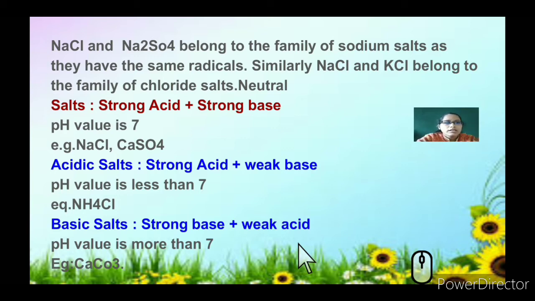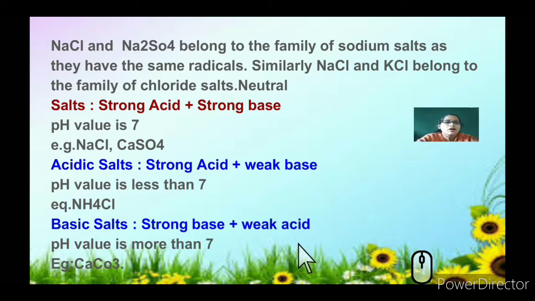Similarly, NaCl and KCl belong to the family of chloride salts. You can see that sodium and potassium are different metals, but they are derived from the same family of chlorine, that is chloride salts. So, let's understand what salts are. A salt is a combination of a strong acid and a strong base, where the pH value is 7.